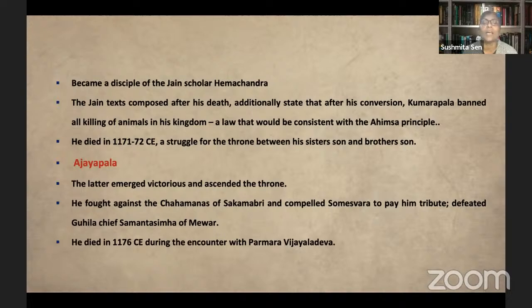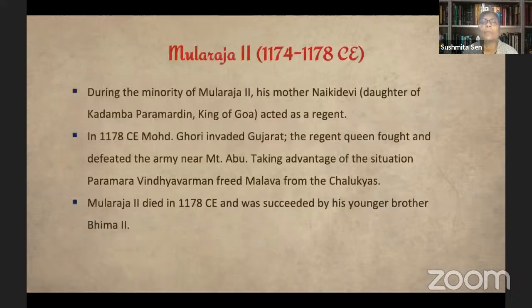He fought against the Chahmanas of Sakambari and compelled the Chauhan ruler Someshwara to pay tribute. And he also defeated the Guhila chief of Mewar. He died in 1176, while he was fighting the war with the Parmara Vijayadeva. Then Mula Raja came to power, and he was a minor, so his mother acted as a regent and took over the empire.